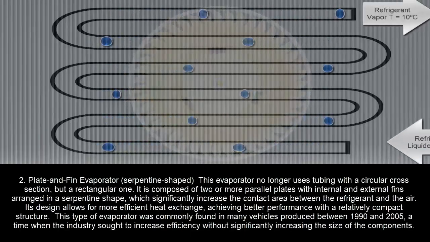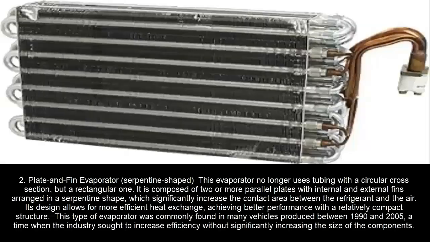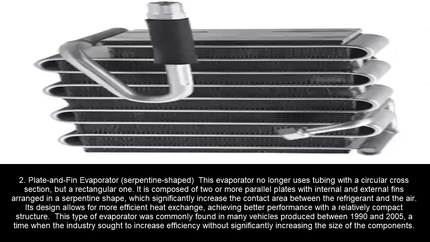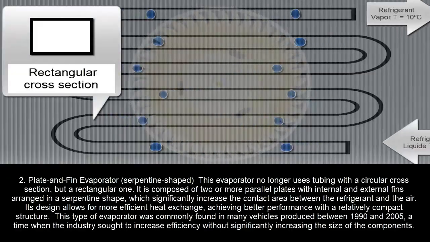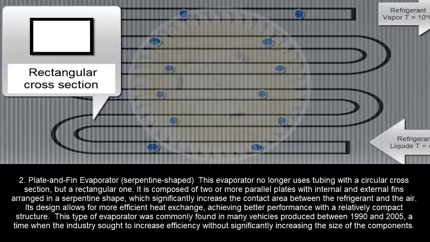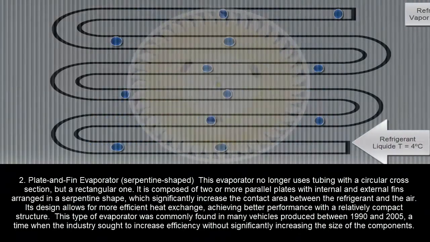2. Plate and fin evaporator, serpentine-shaped. This evaporator no longer uses tubing with a circular cross-section, but a rectangular one. It is composed of 2 or more parallel plates with internal and external fins arranged in a serpentine shape, which significantly increase the contact area between the refrigerant and the air. Its design allows for more efficient heat exchange, achieving better performance with a relatively compact structure. This type of evaporator was commonly found in many vehicles produced between 1990 and 2005, a time when the industry sought to increase efficiency without significantly increasing the size of the components.